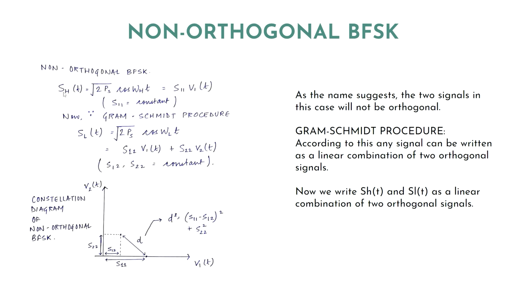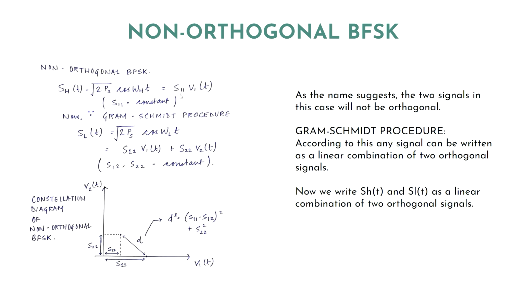So we can see we have two signals here, SH of t and SL of t, and we know that signals are not orthogonal, but we have something up our sleeve. The Gram-Schmidt procedure states that any signal can be written as a linear combination of two orthogonal signals. That is, we can write SH of t and SL of t, either one of them, as the linear combination of two orthogonal signals.